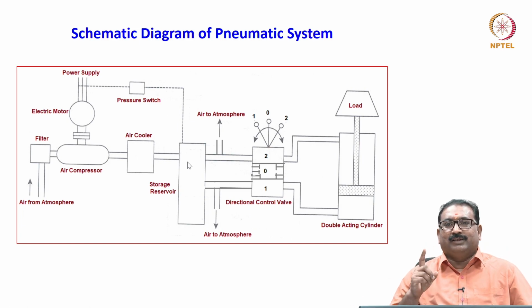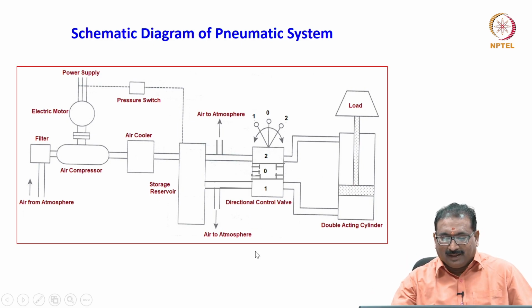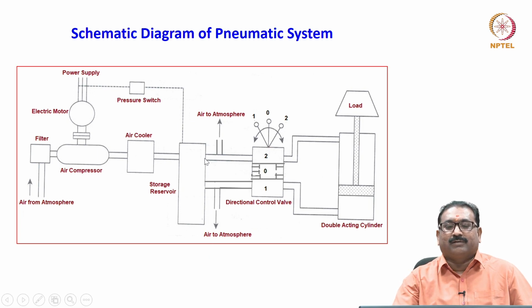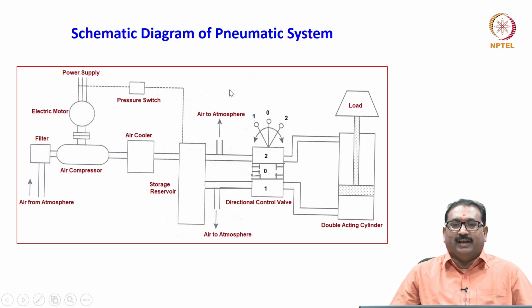But in hydraulics, the oil used is recirculated back to the tank after doing the work. Here I have shown air to atmosphere, meaning air is tapped from the storage reservoir to raise or lower the load. During this operation, the air present in the head side or tail side is exhausted to the atmosphere. That is why it is open loop in nature.